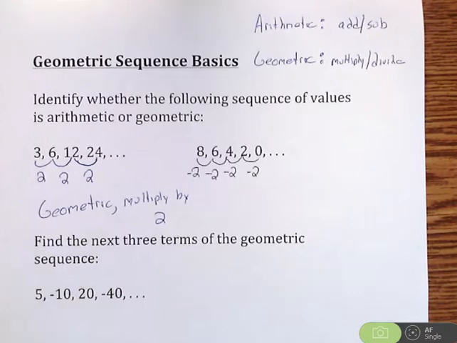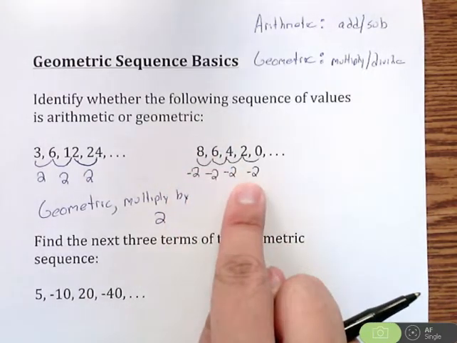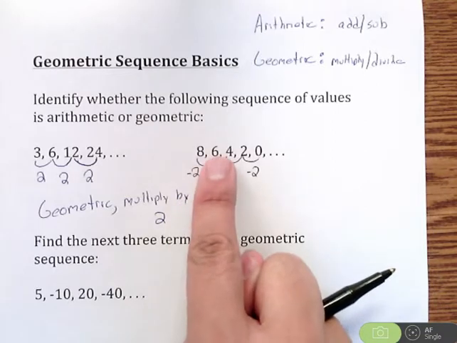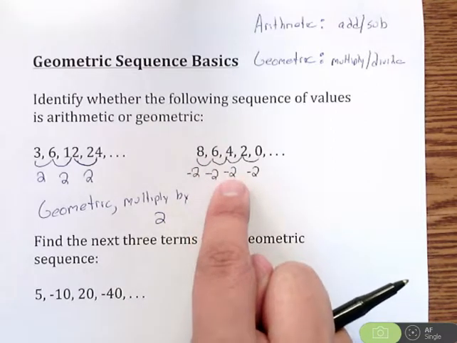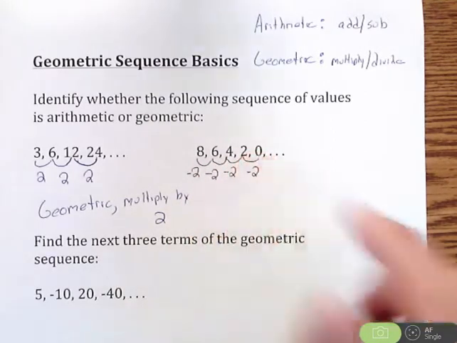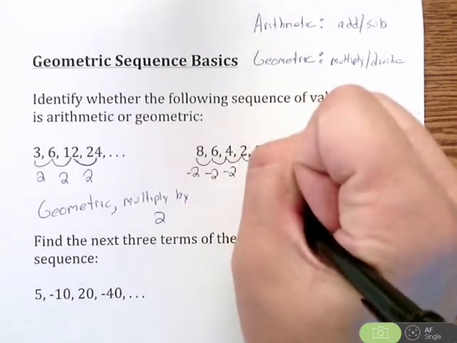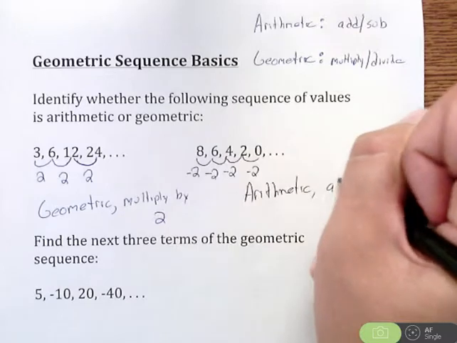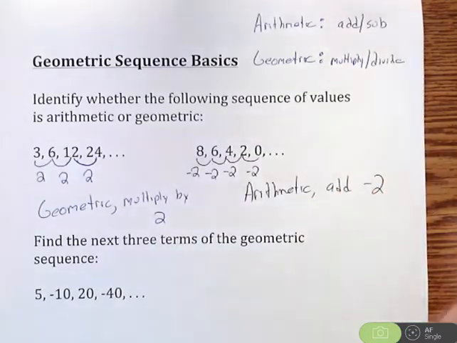Using that, let's look at it as an arithmetic piece. How do I go from 8 to 6? Add negative 2. 6 plus negative 2 is 4. 4 plus negative 2 is 2. 2 plus negative 2 is 0. So this is arithmetic, and the reason is we add negative 2. You could also say subtract 2.